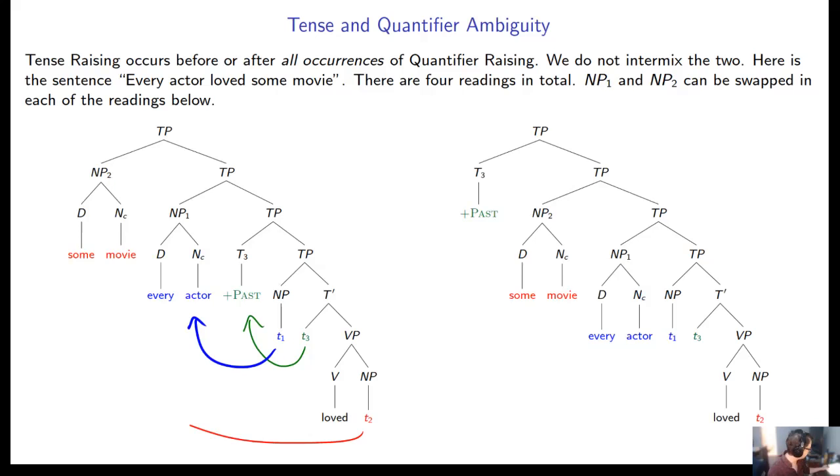So we won't worry about the interpretations here, just because these get a little bit complicated. But this is basically every actor loves some movie, but with the timeline involved. So was this a particular point in the past where every actor loves some movie, or were these at different points in the past?